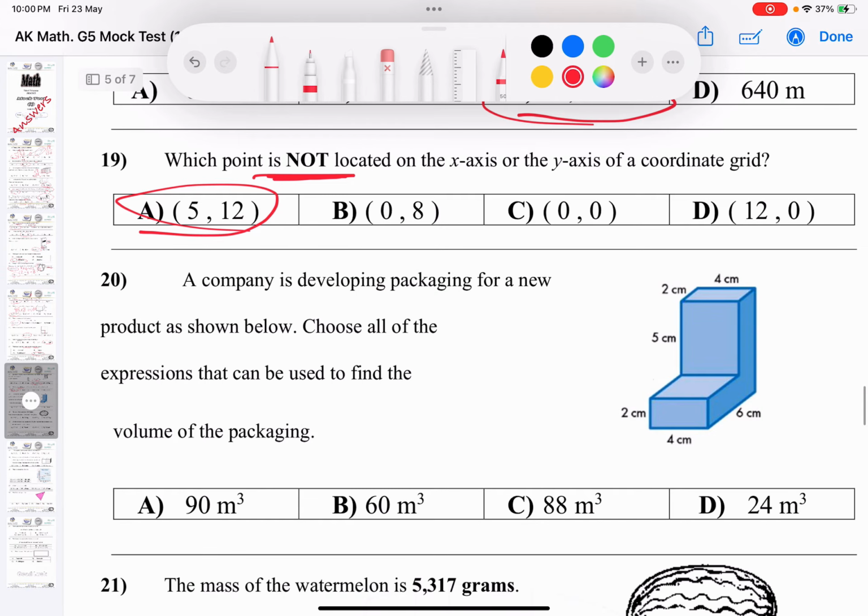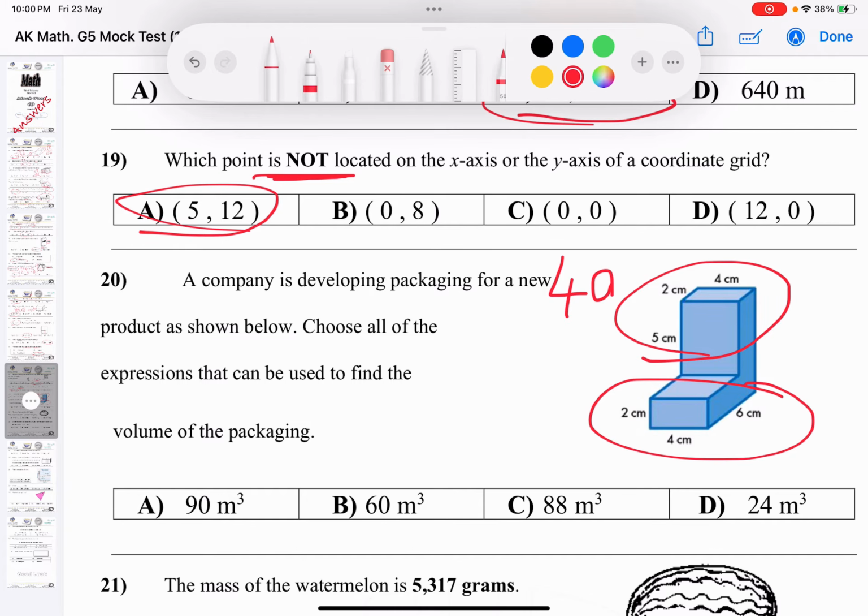We have here this one. How can we find its volume? So easy. We have here the first one and the second one. So the volume of the upper one, 2 multiply 4 multiply 5, it will be 40. The other one, 2 multiply 4 multiply 6, it will be 48. And then we add them. 40 and 48 will be 88.